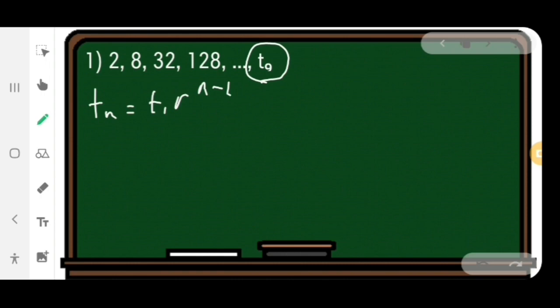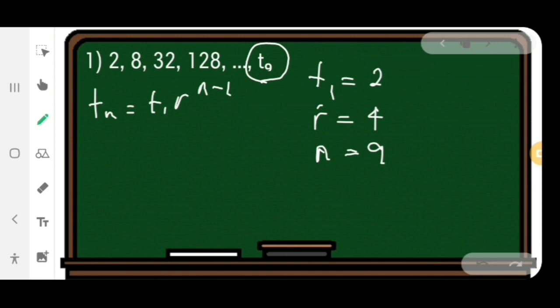Let us first identify the needed values to solve for the nth term. So our t sub 1 is 2. Our common ratio is 8 divided by 2, which is 4. And then n is equal to 9. It is equal to 9 because the location of the unknown term is 9.